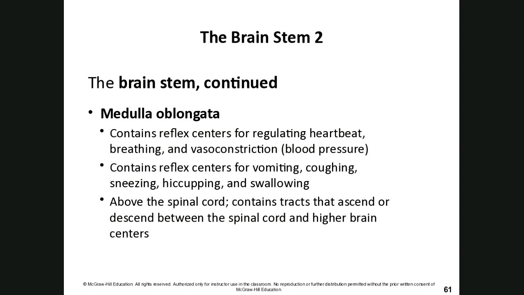But the medulla oblongata is a very unevolved portion of your brain, and it has reflex centers for regulating your heartbeat, maintaining your blood pressure, and breathing. There are also reflex centers for vomiting, coughing, hiccuping, and swallowing, right above the spinal cord, and it contains tracts that ascend or descend between the spinal cord and the higher brain. So it's like another relay station, but not as evolved a relay station. So medulla oblongata is responsible for lots of really important things that keep you alive. Stuff that you don't have to think about that keeps you alive.